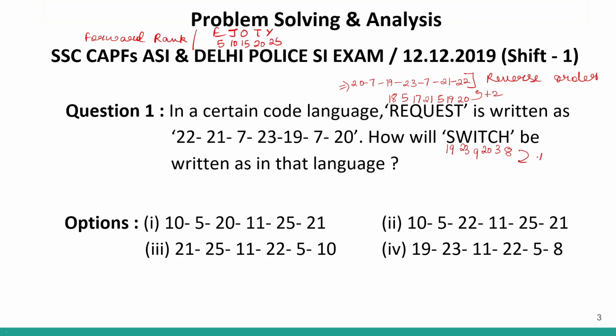So now let us add 2 in each forward rank. If I add 2, it will be 21, 25, 11, 22, 5 and 10. Now let us write them in reverse order. So 10, then 5, then 22, then 11, then 25 and then 21. This will be your code, the final answer. And this is given in option number 2. So option number 2 will be your correct answer to this question.